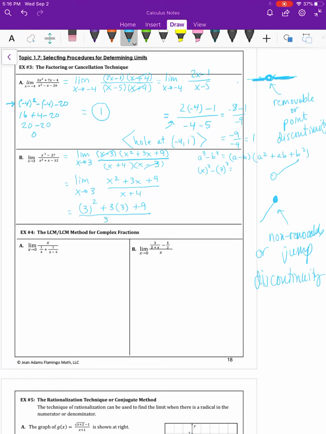Notice I did not write the limit this time, and I will be looking for this on the quiz. So please make sure that you are paying attention to it. So 27/7. And again, there's a hole at 3. You know, this is just the stuff that we did last year. And so my hole is going to be at the point 3, 27/7.